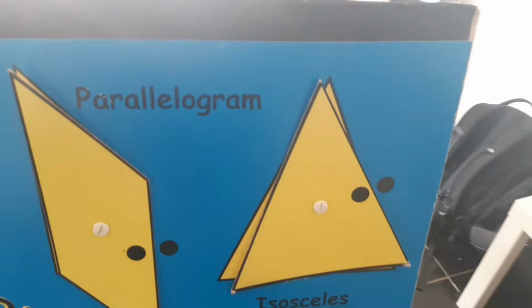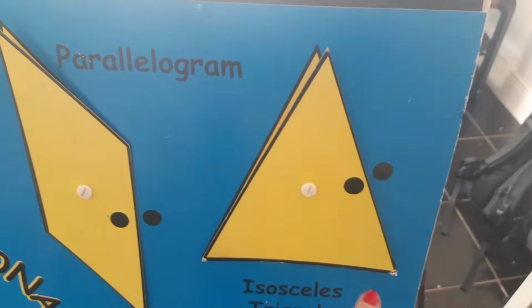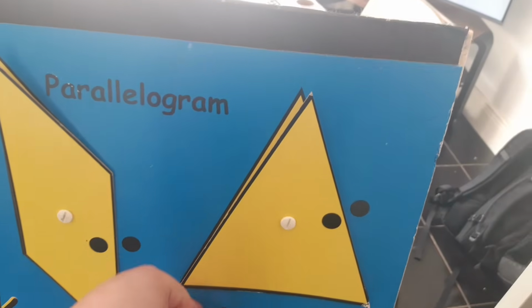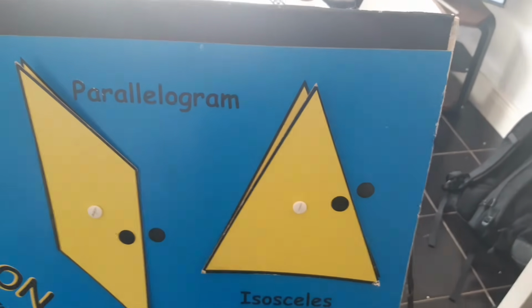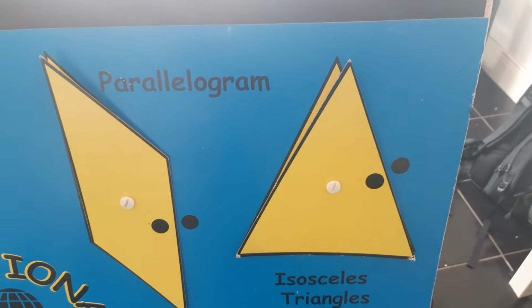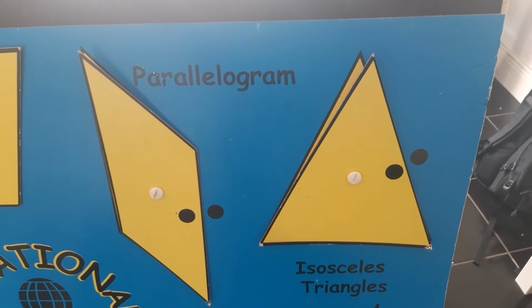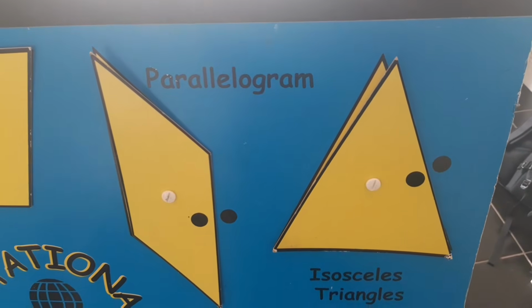An isosceles triangle, as you know, has 2 equal sides and 1 different length. So when you spin it around, you find there is no rotational symmetry. It only fits in at the very beginning. So you say that an isosceles triangle has no rotational symmetry.